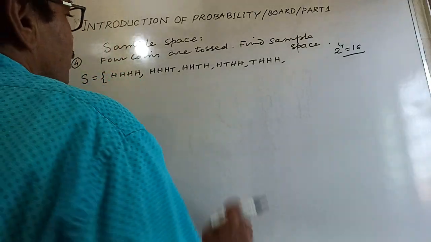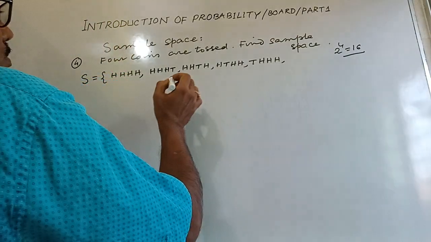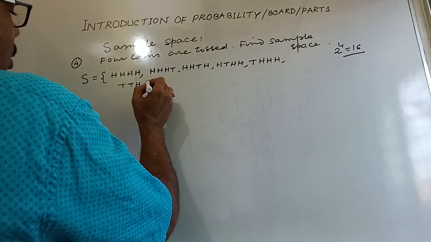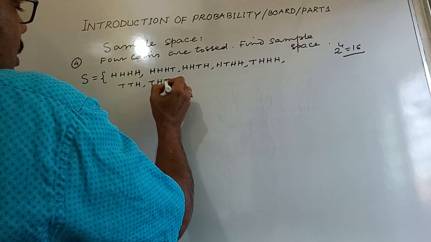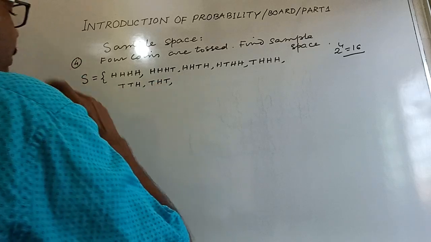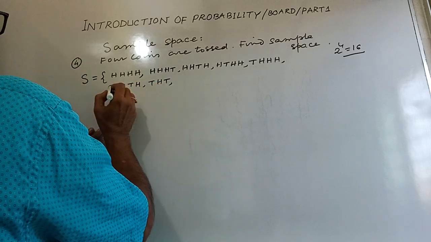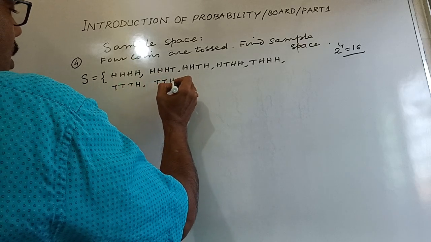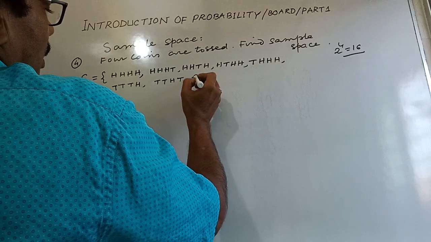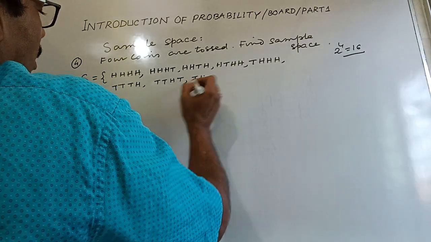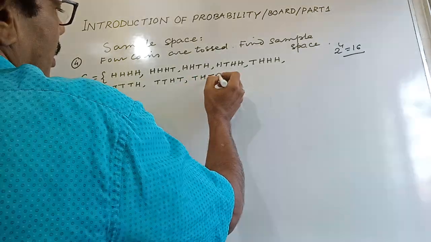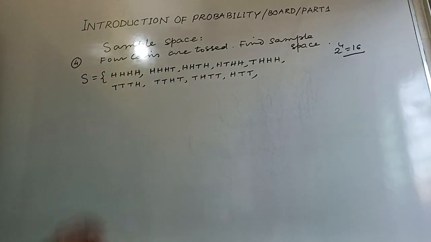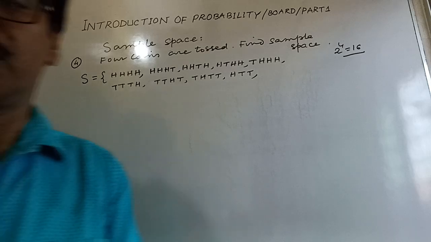Then 3 tails: TTTH, TTHT, THTT, HTTT. So how many cases? 4.